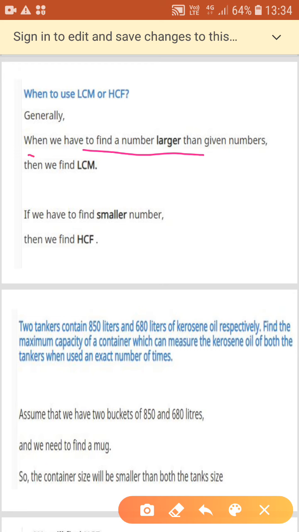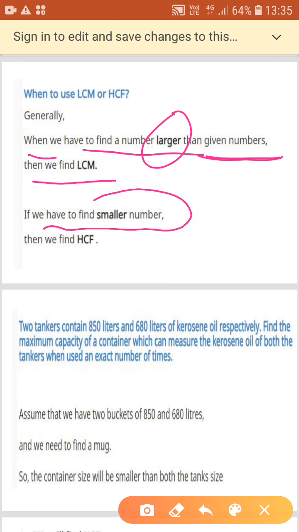So generally when we have to find a number larger than given numbers, then we find LCM. If in the problem some numbers are given and you have to find out a number larger than the given numbers, then you will have to find LCM, because lowest common multiple is bigger than the given numbers. It is always bigger than the given numbers. But if you have to find out a smaller number than the given numbers, then you will have to find out HCF, because HCF of two numbers is always smaller than them.